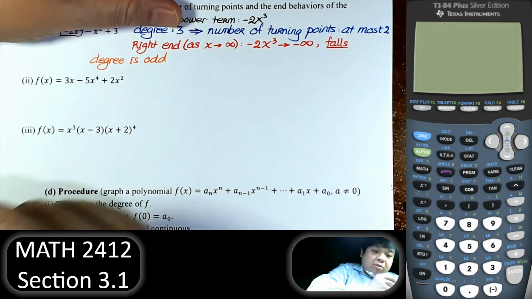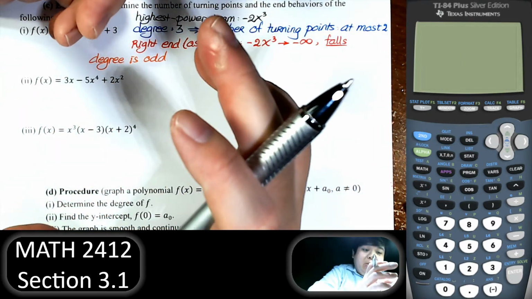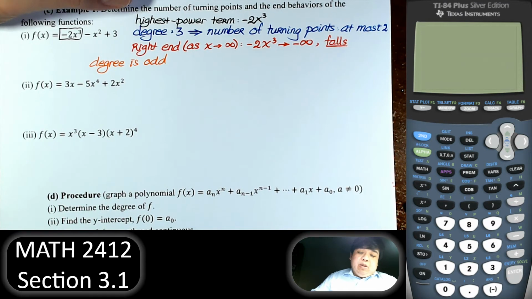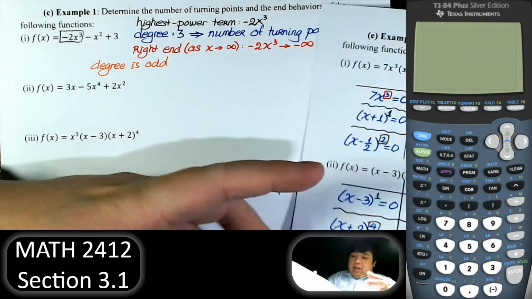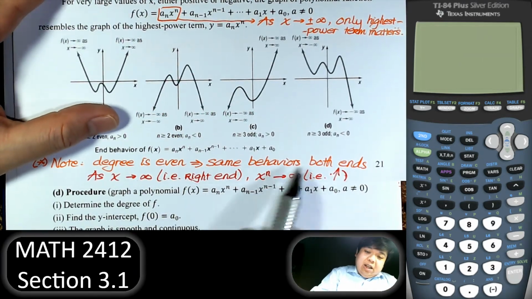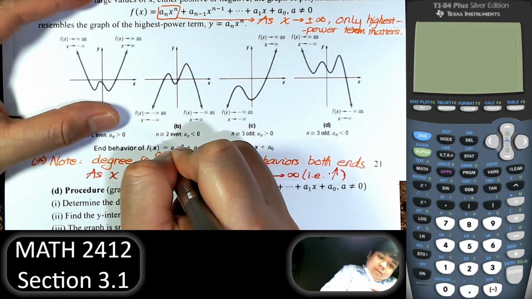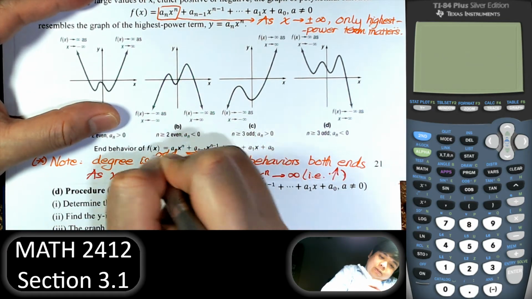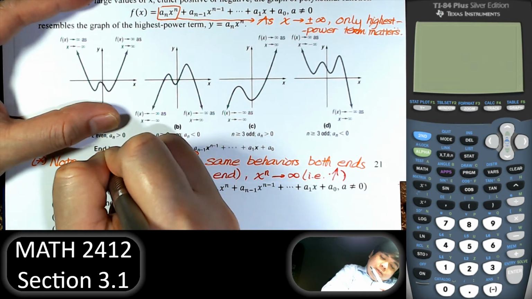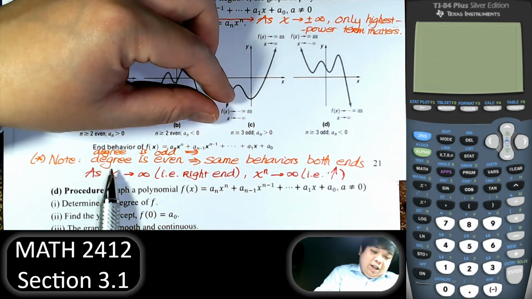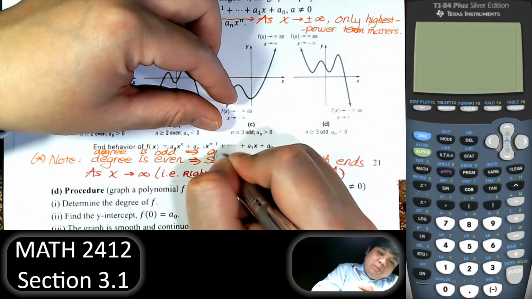If degree is odd, meaning we will have the opposite behaviors. Degree is even, same behavior. If degree is odd, it's opposite behavior. So I should say degree is even, same behavior. Degree is odd, we have the opposite behavior.